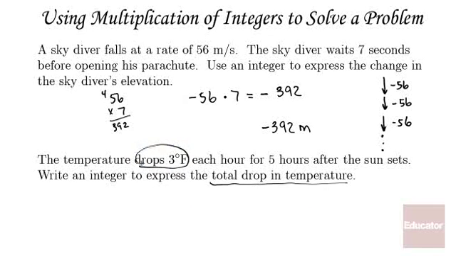Since the temperature is dropping, I'm going to use a negative 3 to represent the situation. And this is continuing on for 5 hours. So I'm going to multiply times 5. So remember that your temperature is going down, so your final answer will be a negative. And also the rules of multiplication tell us whenever we multiply numbers with opposite signs, your answer will be negative. 3 times 5 is 15. So the integer expressing the total temperature is negative 15.